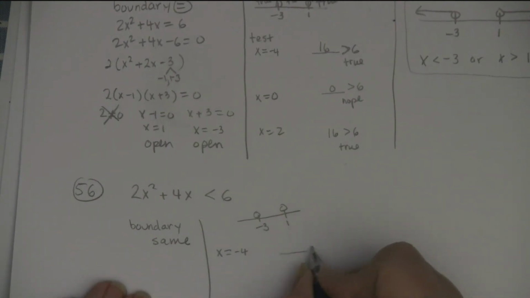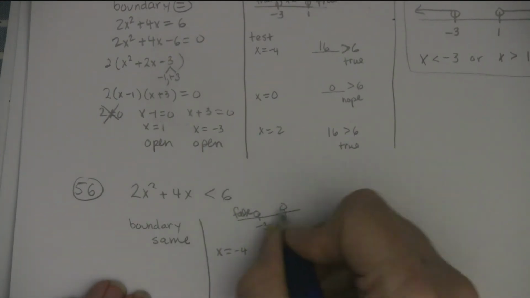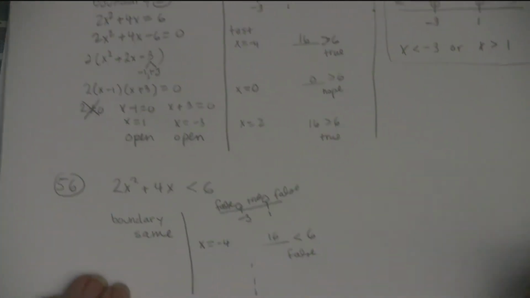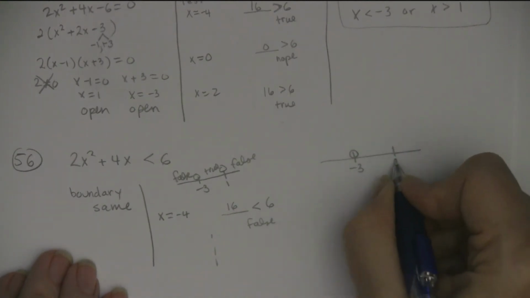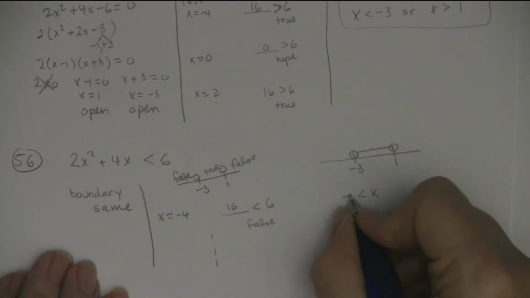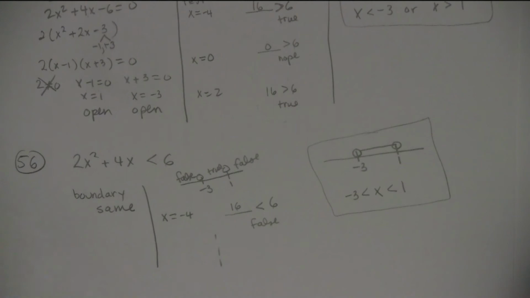Because the symbol changed, right? Is 6. I would still, when I put in, because it's the same function, I still get 16. But what I would get instead is false. Do you see how that's going to go? False. And this would be true, and this would be false, right? Everything's just the opposite, so that when I go to write my solution, here, open circle, and my solution is trapped between -3 and 1. So we did a lovely job on that. That was 56.